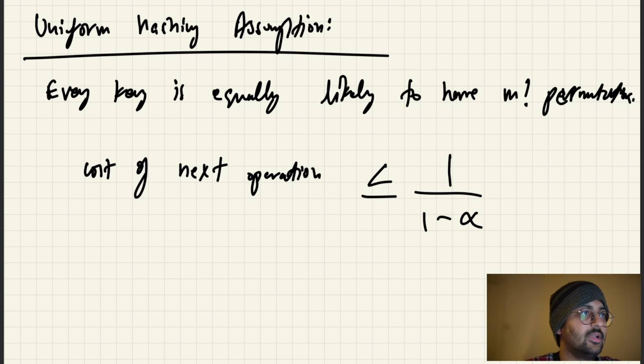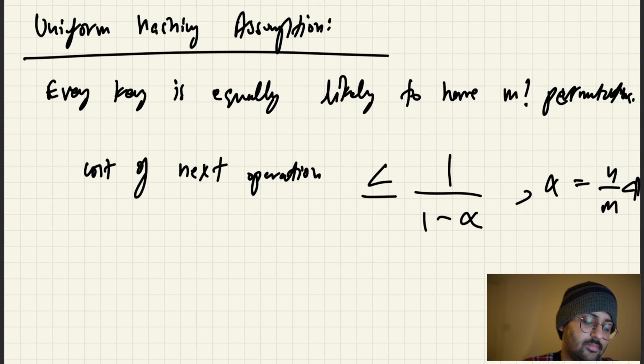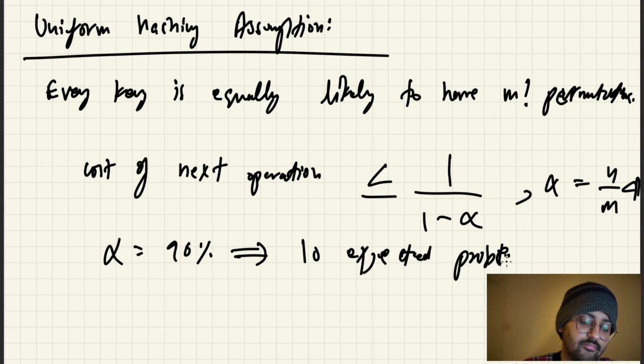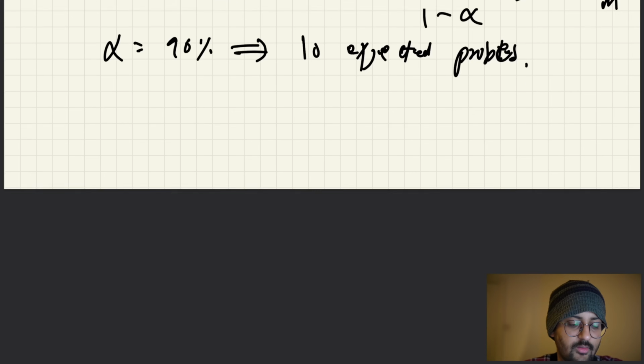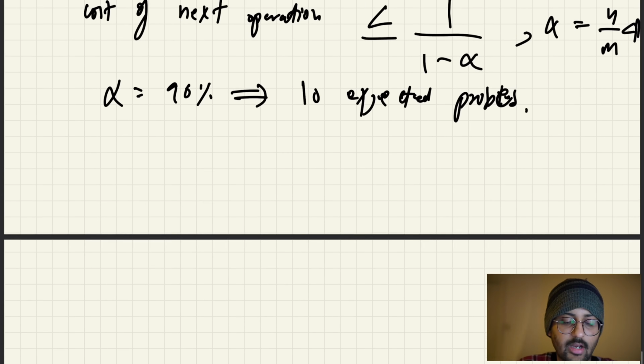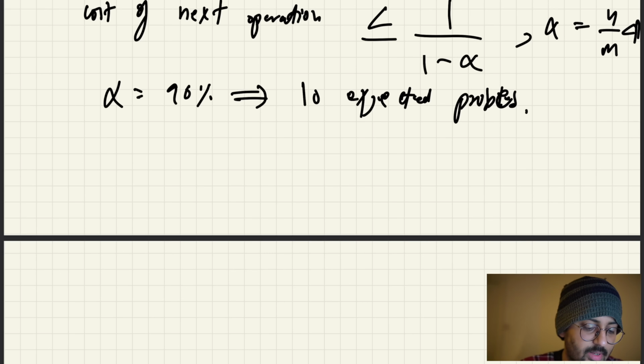Okay, so for example, we all know what alpha is, the load factor, n divided by m, which is always less than 1. So if I say alpha is equal to 90%, let's say it is 90% full, then I can have 10 expected probes. Okay. If you want to look at a proof, I know what you're thinking, Kunal, how did you just put this random number 1 upon 1 minus alpha? Let's take a look. Let me explain the cost of the next operation, how this comes about.